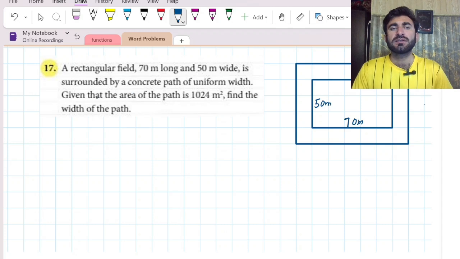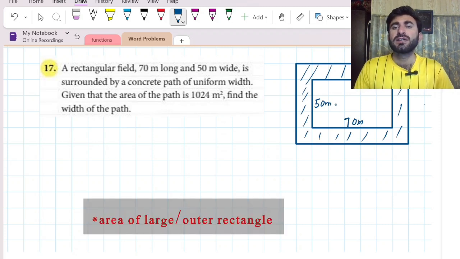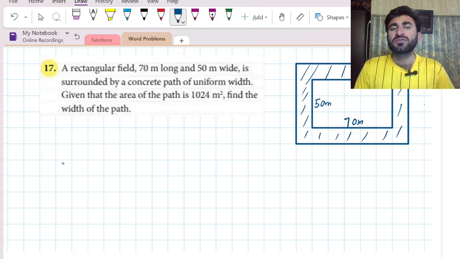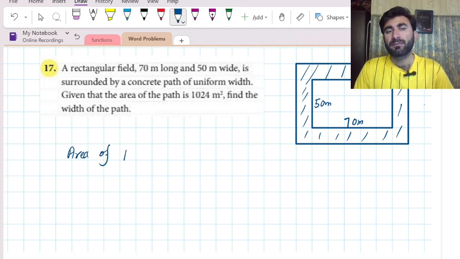Next, it is given that the area of the path is 1024 meters square. So area of the path, which is over here, this one is the path which surrounds the field. So area of the path, which is actually the difference of area of the large rectangle and area of the field. So that equals 1024. I will write it over here. Area of path equals 1024, as it said that path of uniform width, right?